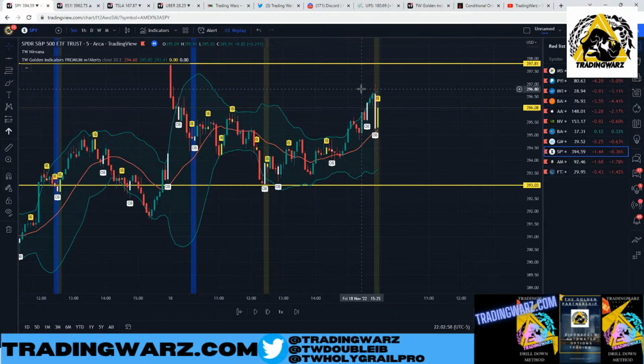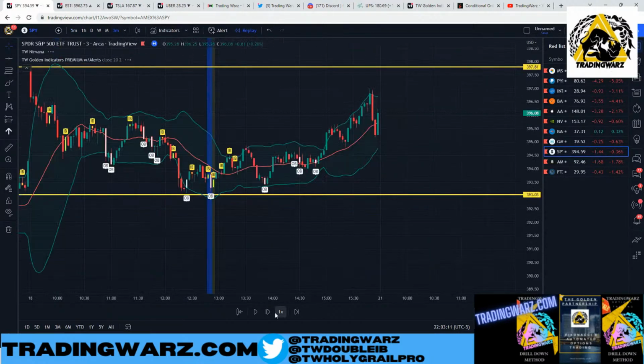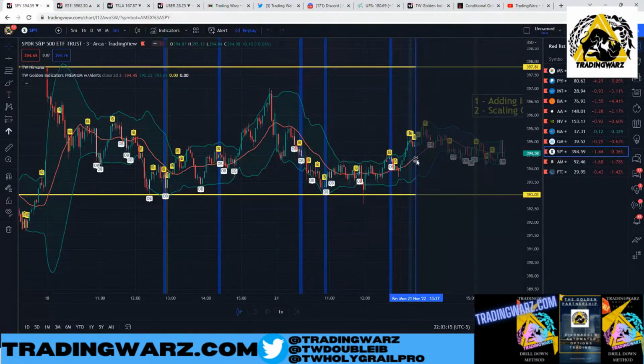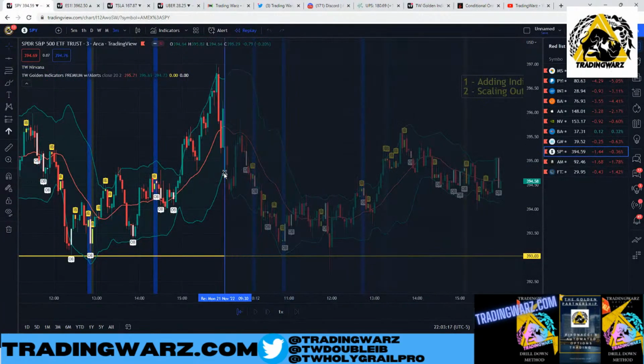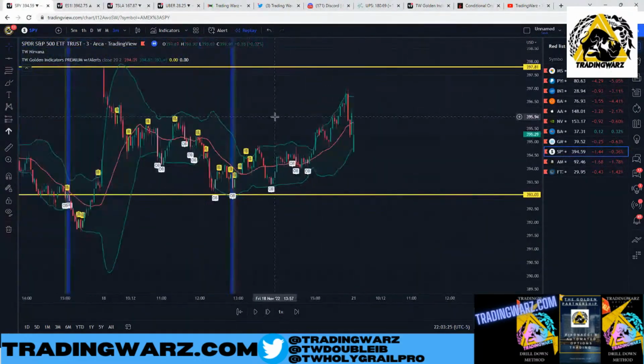So one of the things I like to do, and today what I did, was size down. I don't want to be oversized or over leveraged when I know there's a potential for chop, especially since the first candle today, if I go to the 3-minute, actually opened inside of the range. Whenever that first candle opens inside of the range, it's a signal for me to be careful. You can see right here, there's that first candle.